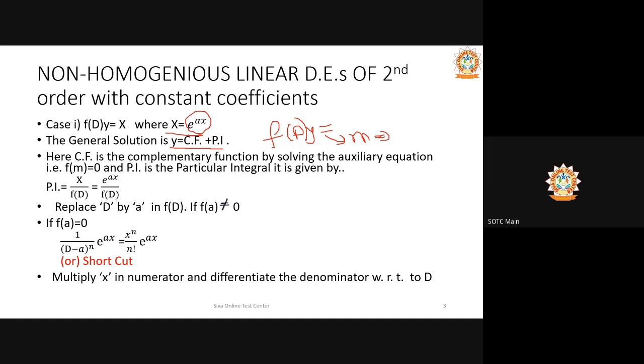So you can see here, CF is the complementary function, found by solving the auxiliary equation f of m is equal to 0, and PI is the particular integral, which is given by capital X by f of D. Here f of D is something like D squared plus 2D plus 1. This is your f of D.